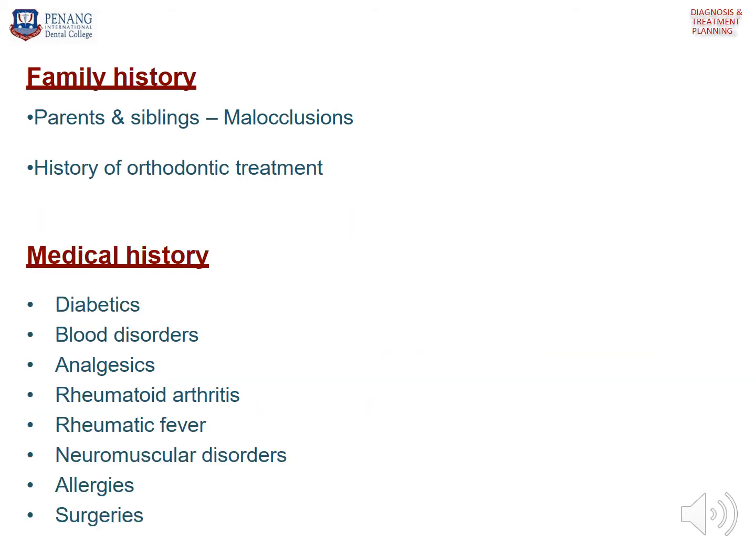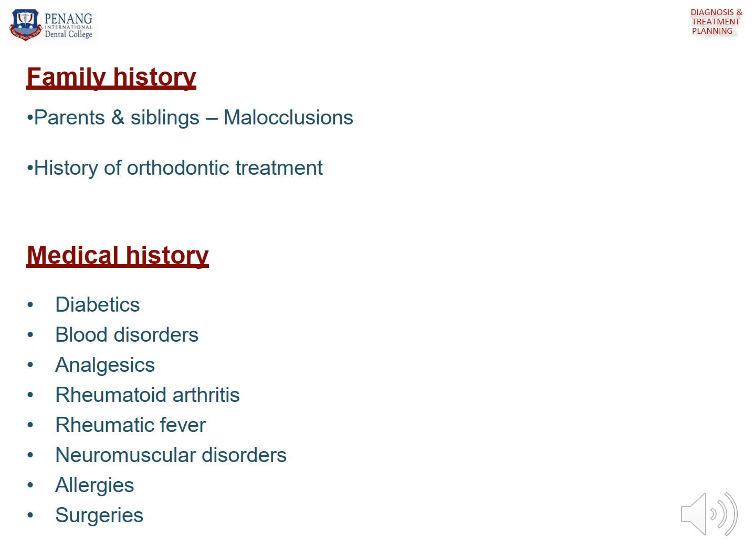For the family history, we also need to ask the patient whether his or her parents have a similar malocclusion. For example, in class 3 cases, usually the patient will inherit the class 3 from the parents because it's mainly genetic. And then for the history of orthodontic treatment, we need to ask whether any sibling or any family member also had orthodontic treatment, because it might affect their motivation as well.